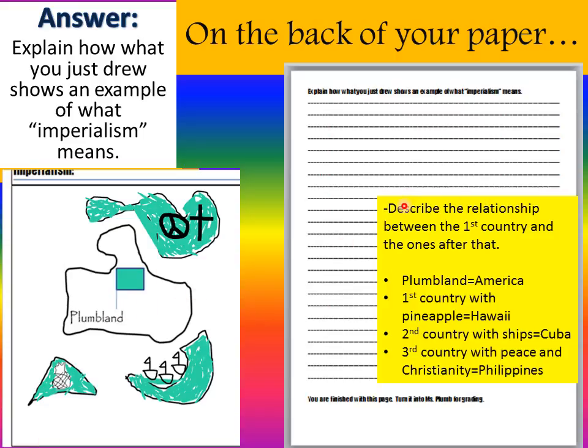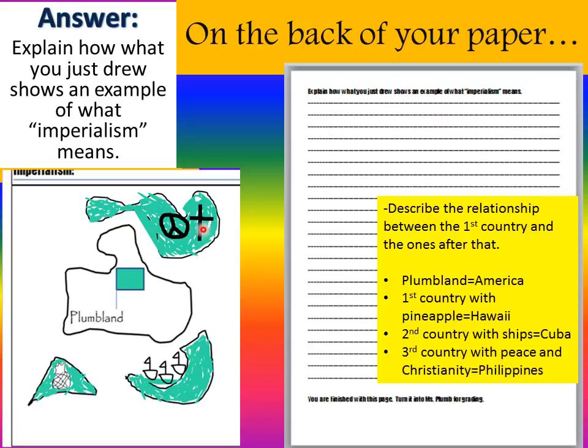So another way you could approach this question is this part right here. Describe the relationship between the first country and the ones after that. So this first country minus Plumland and then these three. How did Plumland relate to these three different countries?